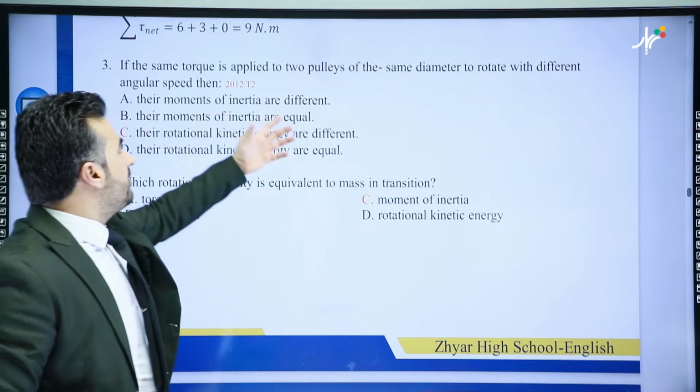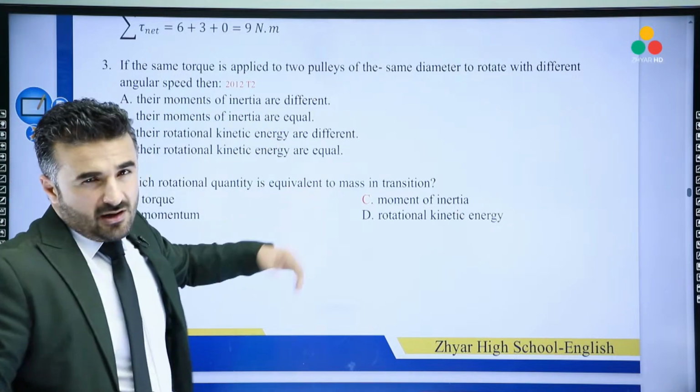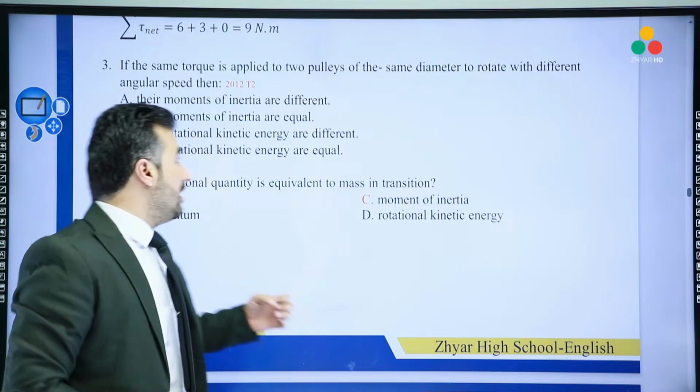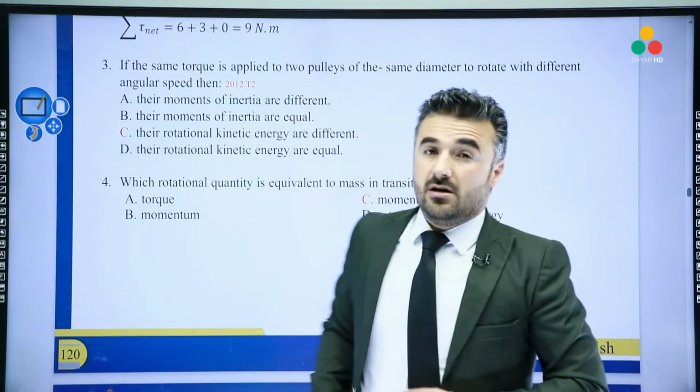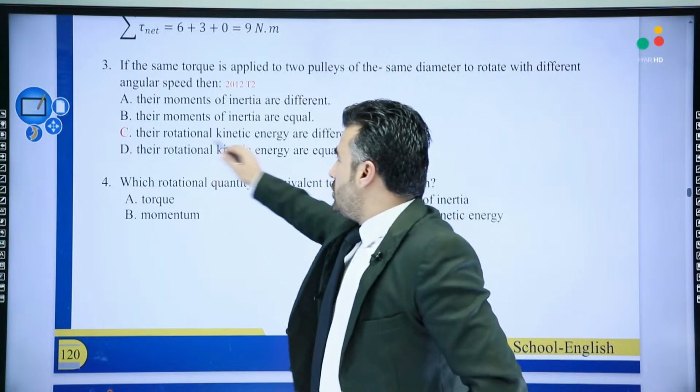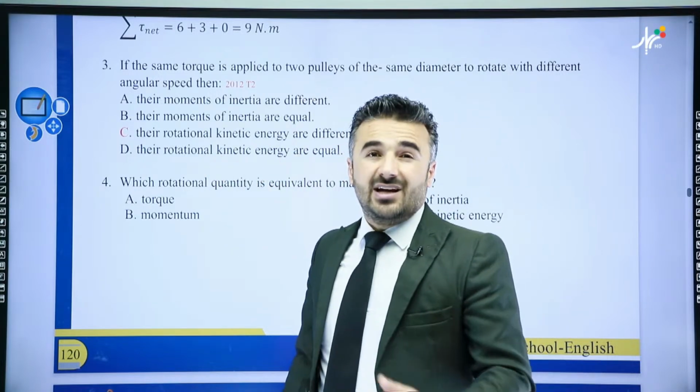Can we say their moment of inertia are different? Well, possible, but we cannot tell for sure. What about their moment of inertia are equal? Again, it could be possible, but we cannot be very sure. But what about their rotational kinetic energy are different? That is the correct answer.